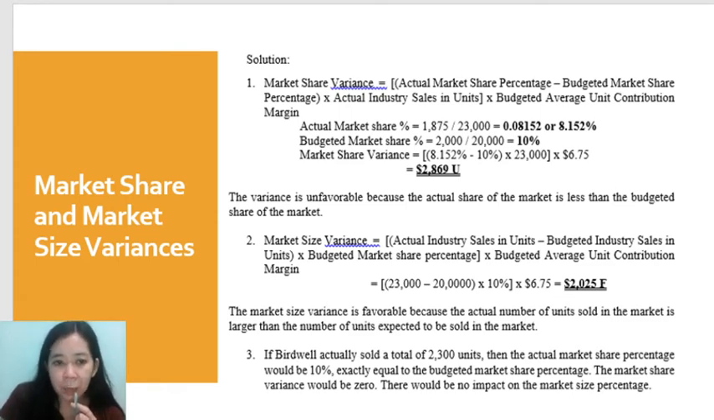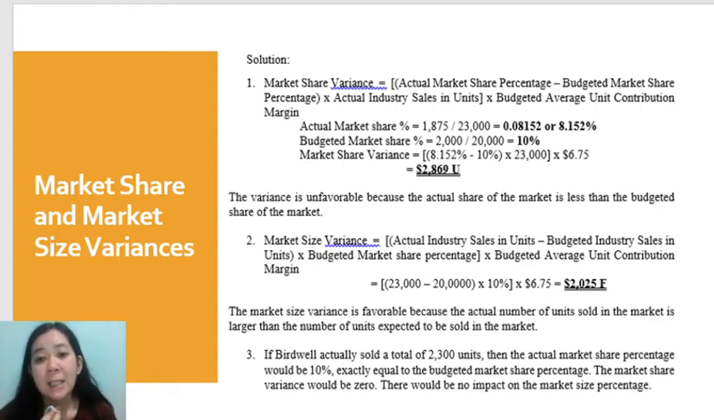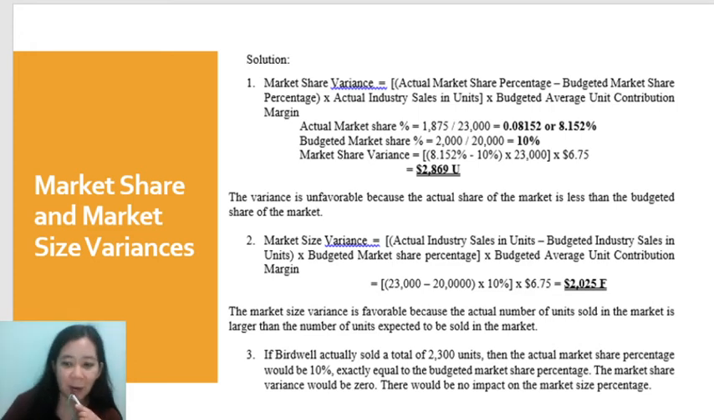Okay. For the third requirement, if Birdwell actually sold a total of 2,300 units, then the actual market share percentage would be 10%. Okay, that is exactly equal to the budgeted market share percentage. Okay, so here the market share variance would be 0 because it's just the same. So there would be no impact also on the percentage of their market size. Okay, so that's for the market share and market size variances.